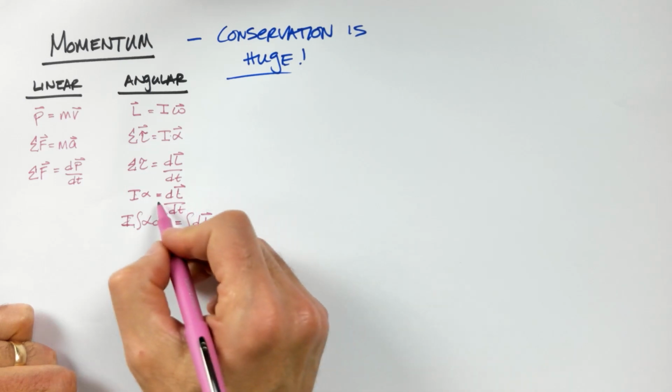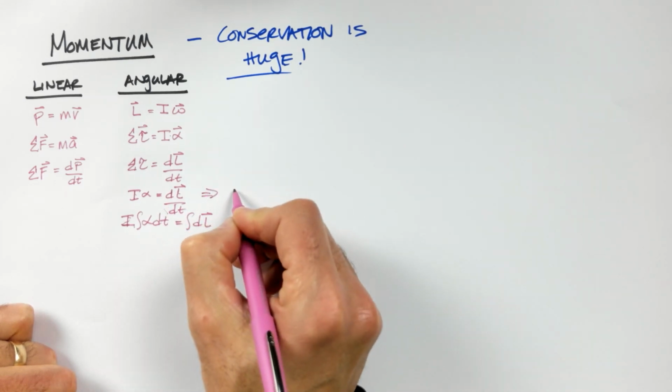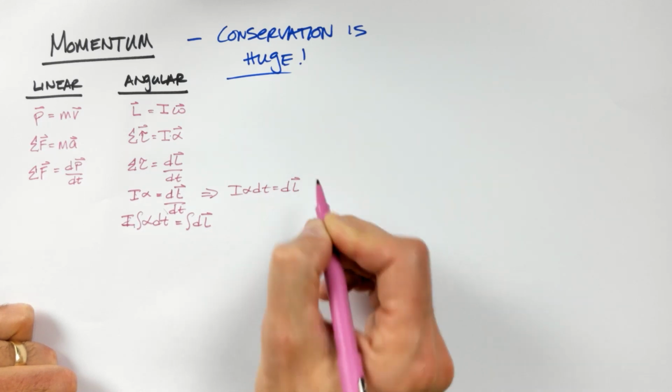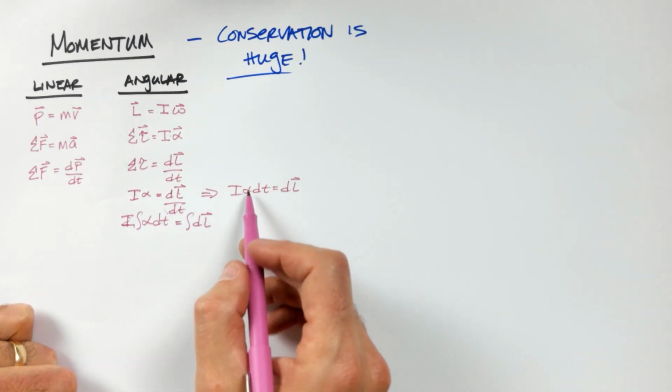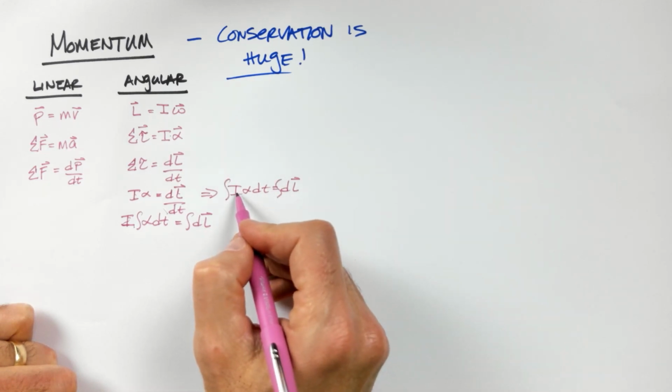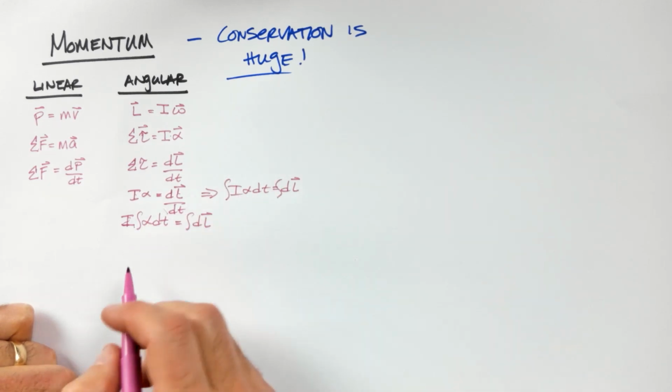So I kind of skipped a step here. Let me just show this, right? So I alpha dt is going to be equal to dL. All I did was move the dt over, and then I integrated both sides. And then since I, the moment of inertia, is a constant, I can pull that out.